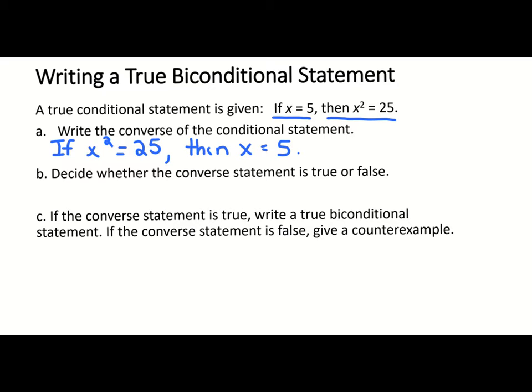Well, I do know that if you square 5, you get 25. But I can find a counterexample. It's not the only number. I know that I can square -5 and also get 25. So that would make this a false statement. And we can say x can also be -5. So that would be our counterexample, and we can't write it as a biconditional statement.